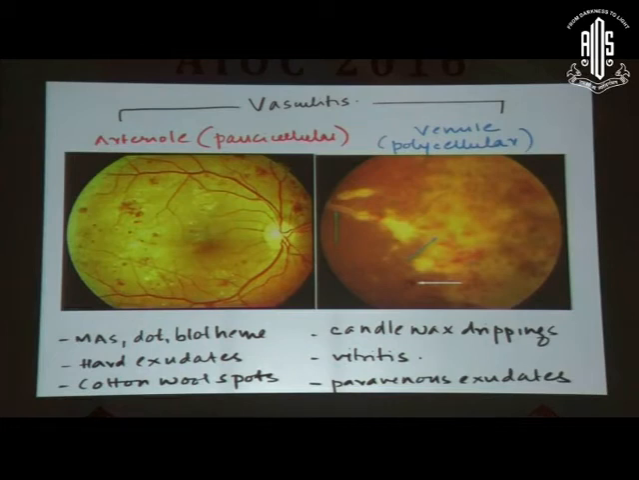So when you predominantly have vasculitic pathology involving either the arterioles or the venules, how can you really differentiate the two based on a clinical picture? Arterioles usually have a paucicellular or poor cellular reaction, as against venules, which have a polycellular reaction. So in a venular pathology, you will always have a little bit of vitritis or paravenous exudates, as is shown in the picture, as against predominantly arteriolar disease where you have microaneurysms, dot blot hemorrhages, hard exudates and cotton wool spots.